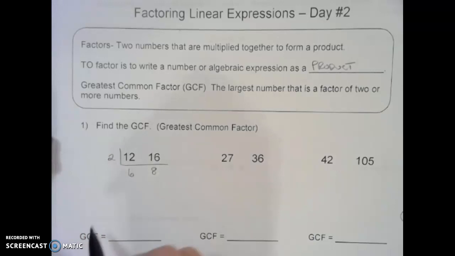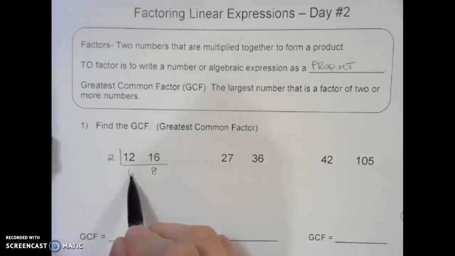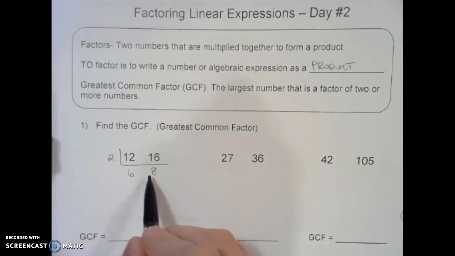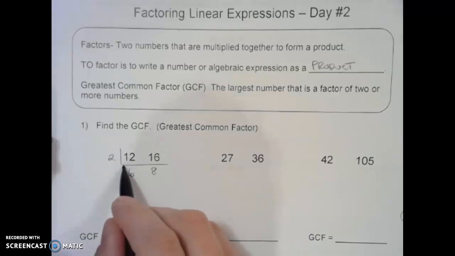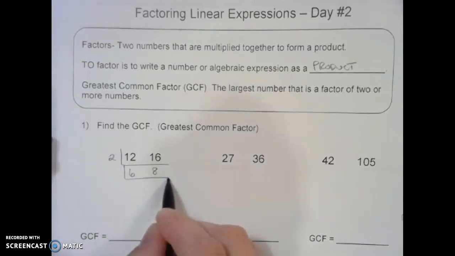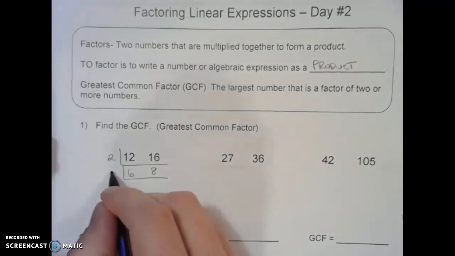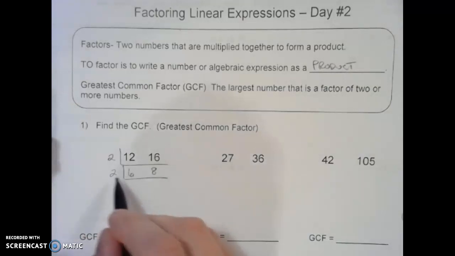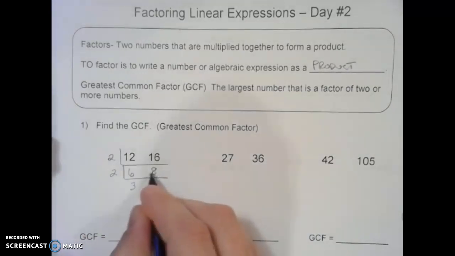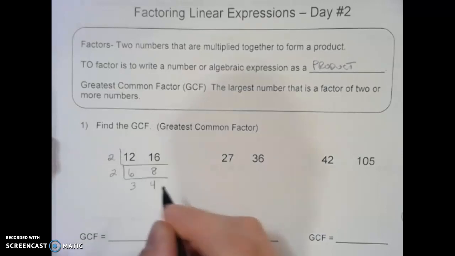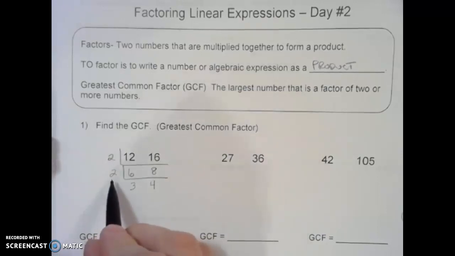Okay, so they shared 2 as a common factor, and now I'm going to start over with 6 and 8 and see if they have any other common factors. So let me put a box around the 6 and the 8. And looking at those numbers again, I realize that they're both even, so they're both divisible by 2, so I'll put my 2 on the outside. 6 divided by 2 is 3. 8 divided by 2 is 4. So they had 2 as a common factor again.